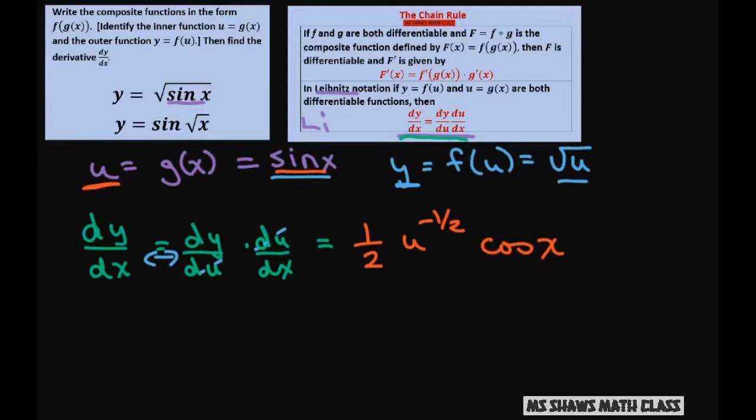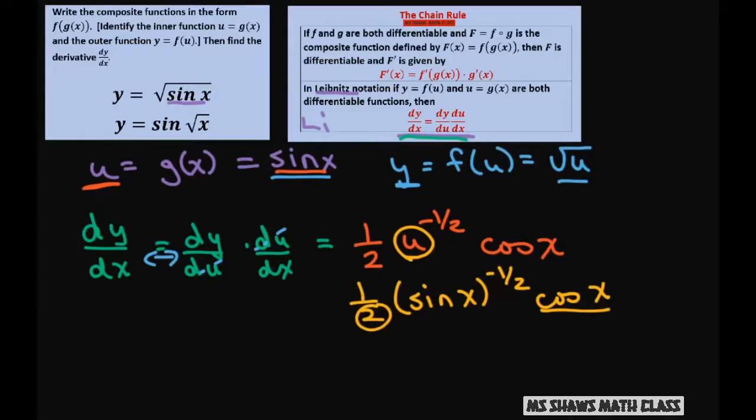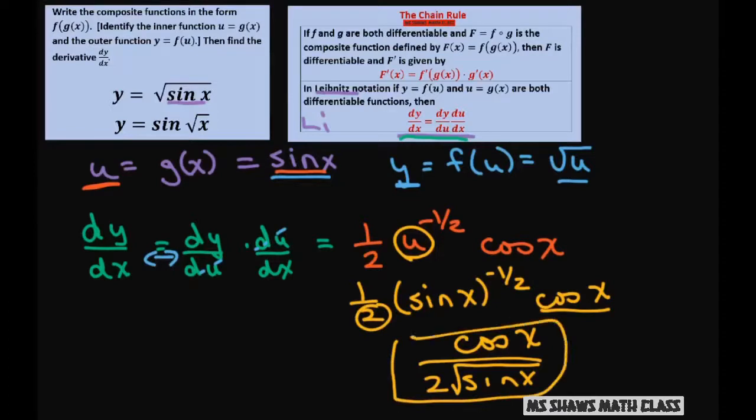Now in the final answer, we're going to input the u, so this is 1/2 sine x to the negative 1/2 times cosine of x. And then to put this in the denominator, the 2 is in the denominator, cosine is in the numerator, so you have cosine of x divided by 2 sine of x, and it's to the 1/2 now, so that's a square root. And that's how you would do that one.